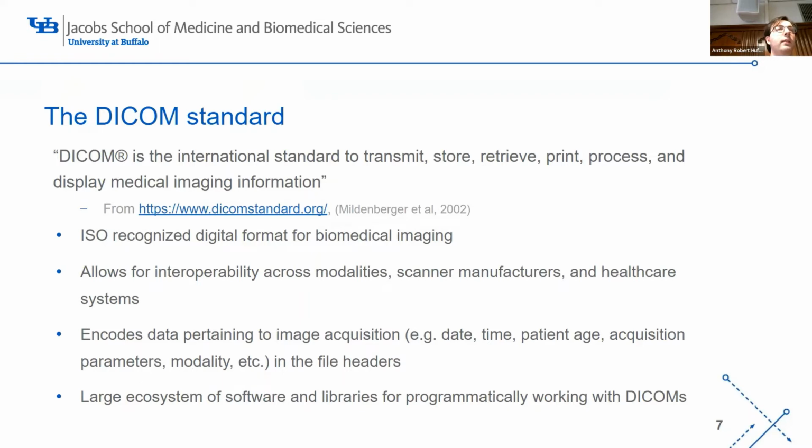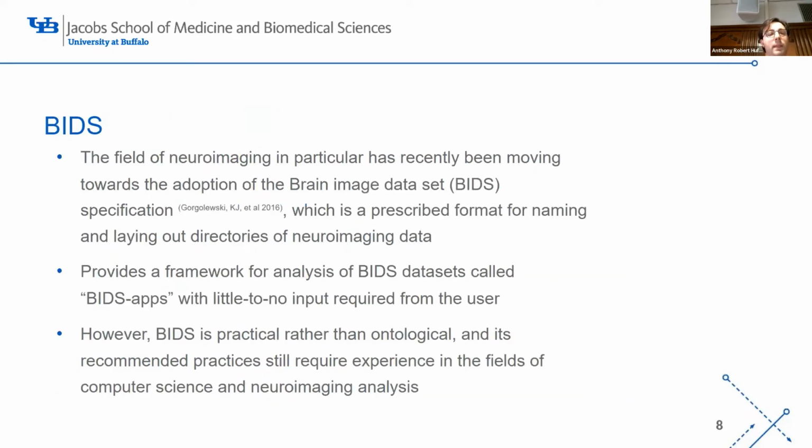What a lot of the interoperability comes from is the standard use of tags and DICOM headers, which encode a lot of pertinent information about how the image was acquired, where it was acquired, some information about the subject being scanned. And because it's such a ubiquitous technology, there is a huge ecosystem of software and tools that make use of this DICOM standard. So it's very easy to work with interoperably.